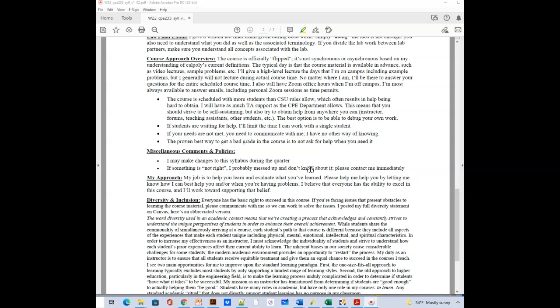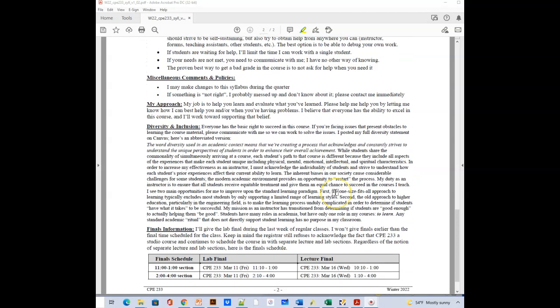Like I said, I work towards supporting my belief that everyone has the ability to do well in this course. This is my abbreviated diversity and inclusion statement. So I guess it's just a diversity statement. This is how I view diversity, which is, I think, particularly interesting as an old white dude. So keep that in mind. Academia has some problems, but I think there are some of us in academia working to fix those problems.